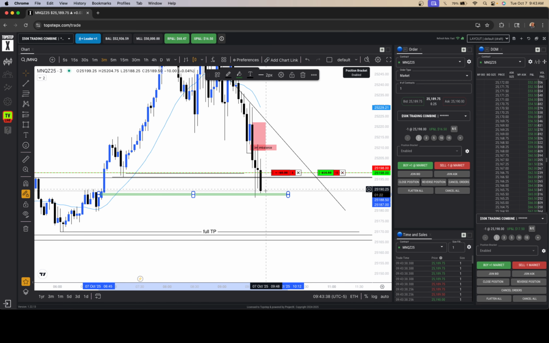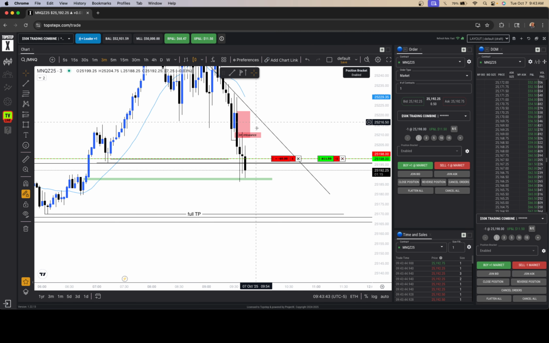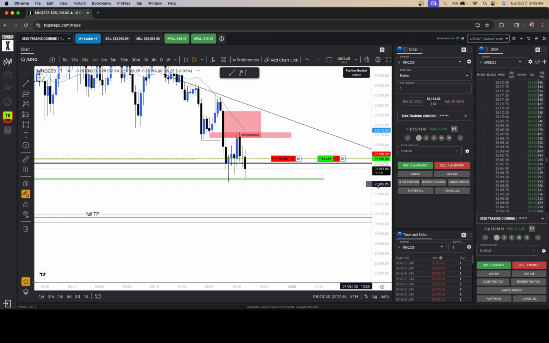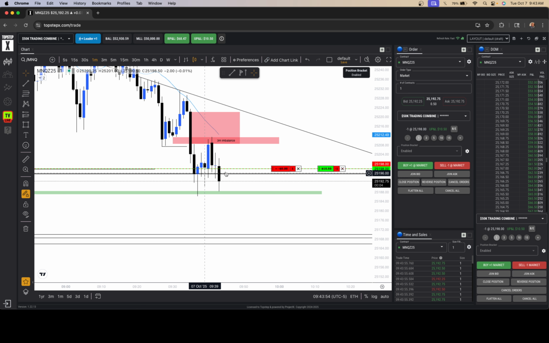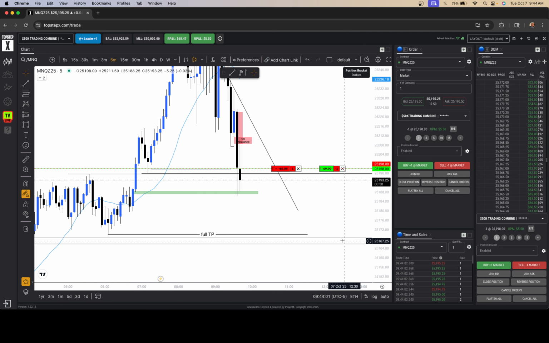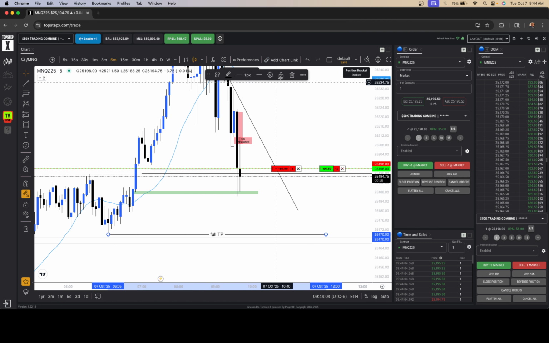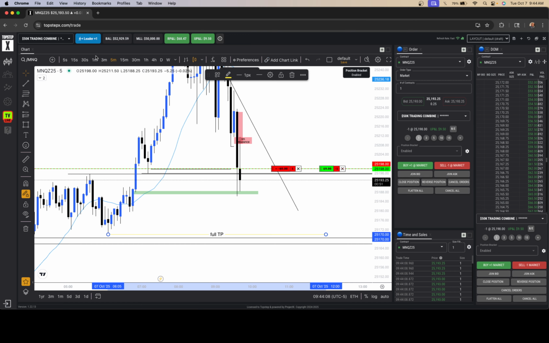We could come down lower, sweep, and then push up and go all the way to the upside. But what we're going to do is try to hold this at break even, and then see if we can ride down to this TP, full TP right here. Gonna mark it in yellow.